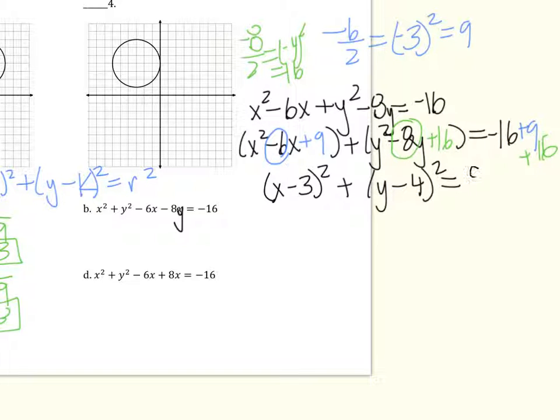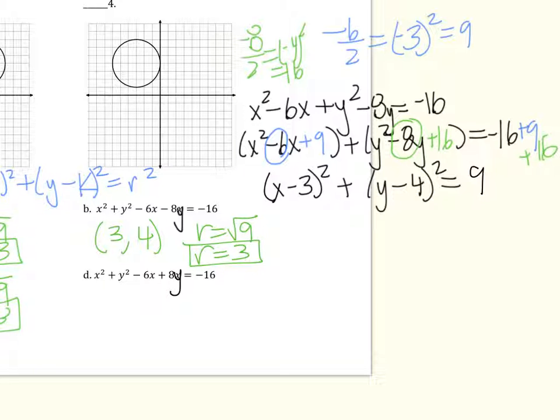is 9. So now I'm ready to write my center point, which is the opposite of what I see, 3, 4. And my radius is the square root of 9 again. My radius is 3. All right, our last one, there's a y there that's typoed again.